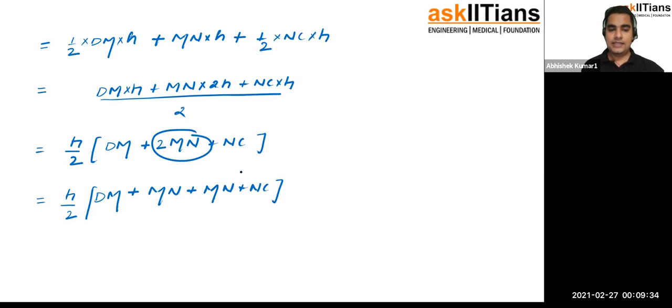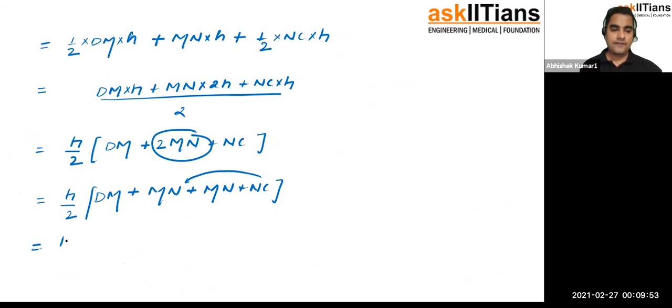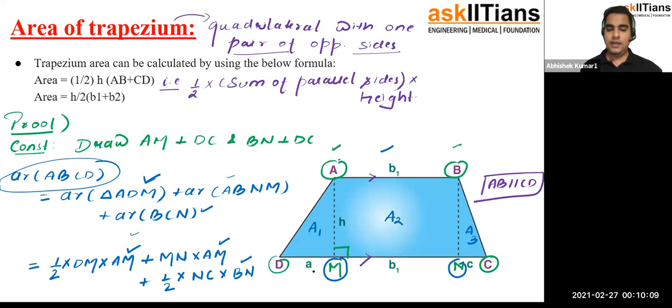Now we can write this NC with the first two terms, and this MN I am going to replace. You will see with which value. If you observe this figure, you will see that MN is equal to AB, because ABNM is acting as a rectangle, so that MN we are going to replace by AB. So you will have h by 2 here, DM plus MN plus NC, plus MN replaced by AB. Now if you add these first three terms, DM plus MN plus NC, what will you get? DM plus MN plus NC is going to give you DC.